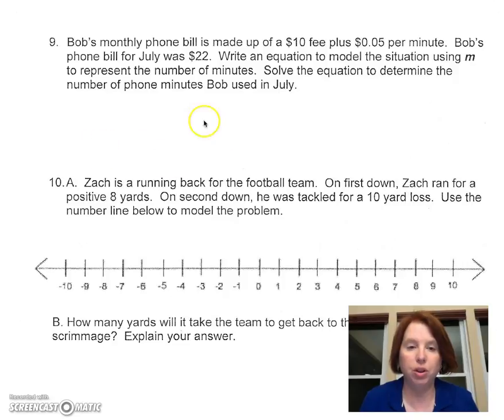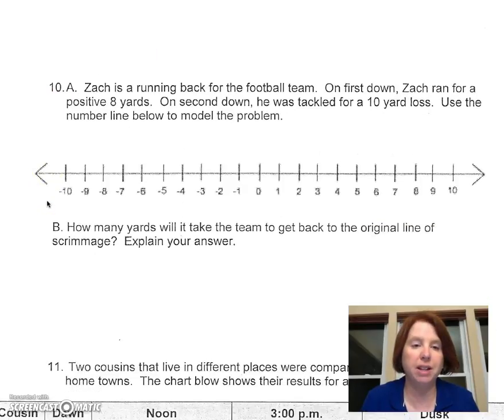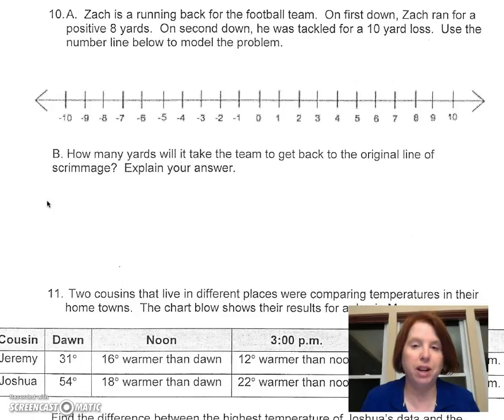Again, you are going to show your work here in this space provided so that we may see what you understand from this problem. Okay, moving on to number 10. We have a number line here that you may use to help yourself and show this on the number line.